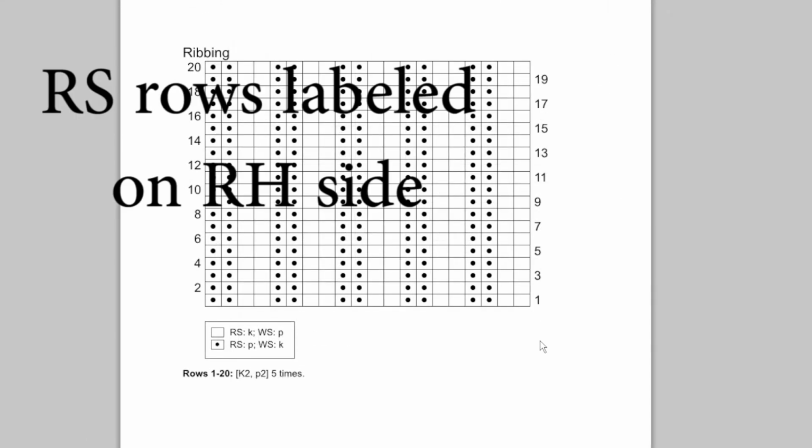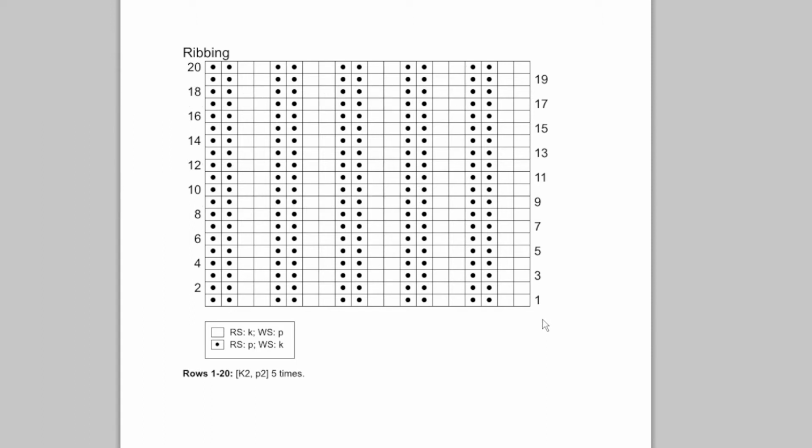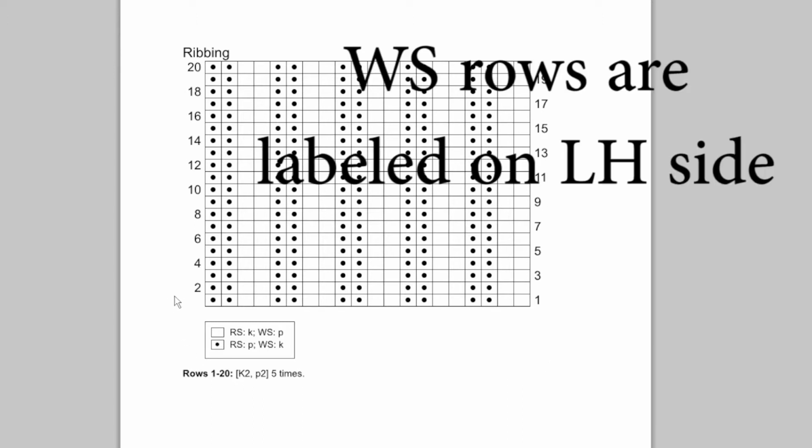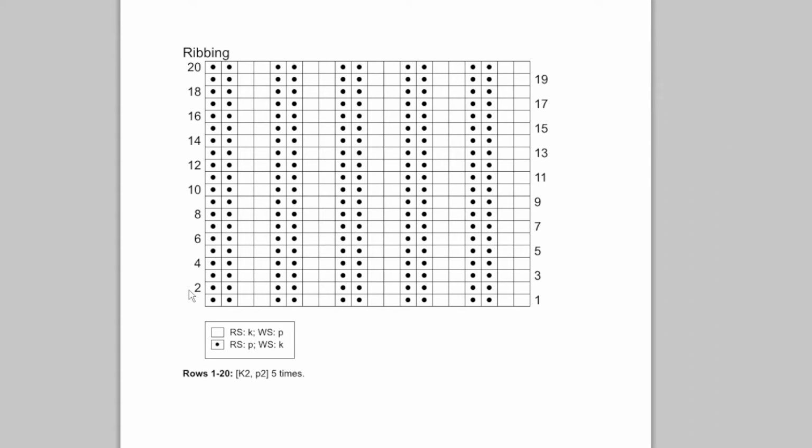Right side rows are always labeled on the right hand side of the chart because we knit from right to left, typically. Wrong side rows are always numbered on the left hand side of the chart because if you think about it, you've turned your knitting to the wrong side. Therefore, if someone looked at you from the right side of the knitting, you would be working from left to right on that fabric.